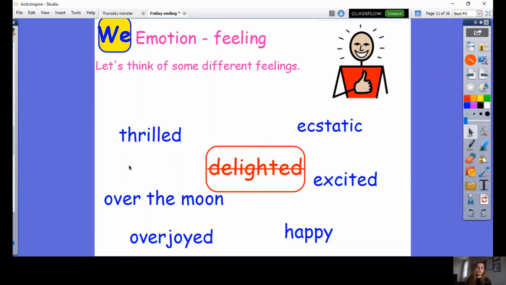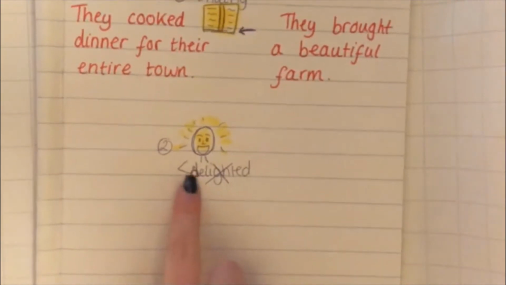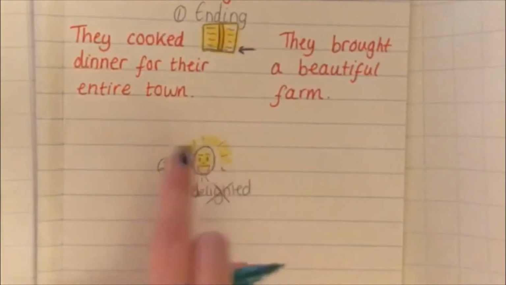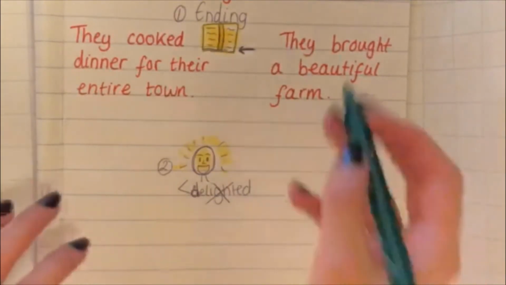So now I'm going to write down some words on my vocabulary list under my ending ideas. The next thing I'm also going to need is how they are feeling. So it's going to be a really positive feeling because now all their problems are solved and now they are rich. So we have the word delighted. Here I have a really happy person to remind me what I need to write about. So I need to think of other words for delighted, so other words for happy. I love the word ecstatic.